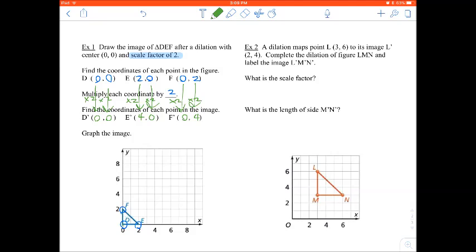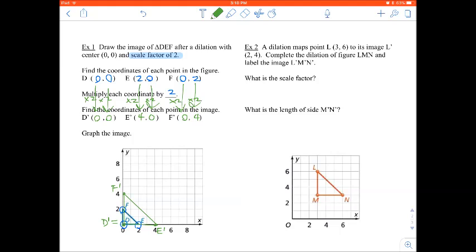Plotting these points, D is the same point as D prime. E is at 4, 0, or E prime I should say. And then 0, 4 is F prime. And if you draw in this triangle, it's the same shape but a different size, which is the whole point of a dilation. And then we have our prime notation to indicate the image.